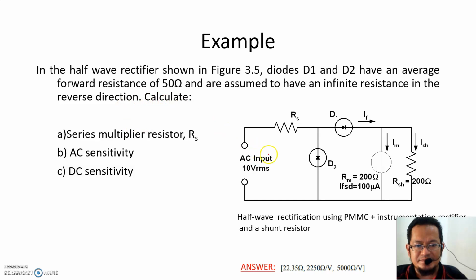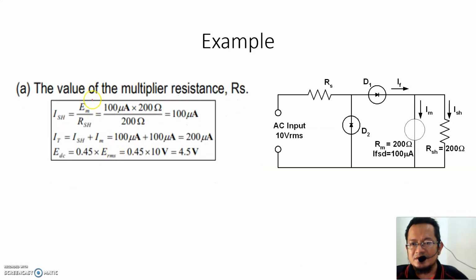So you have this circuit here. Sorry to mention, this is I total, not IF. You have a meter here in parallel with a shunt resistor of 200 ohm, and the question asks you to calculate the series multiplier resistor RS and the AC and DC sensitivity. So the multiplier resistor is RS. You calculate the shunt current first, which is EM over RSH, and EM is actually the deflection current multiplied by Rm.